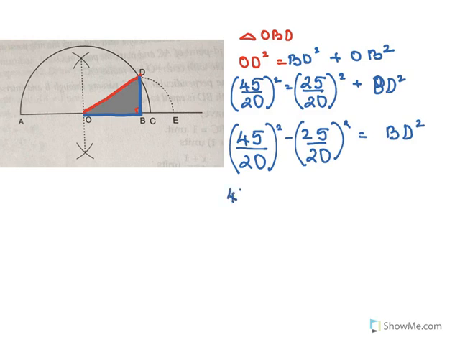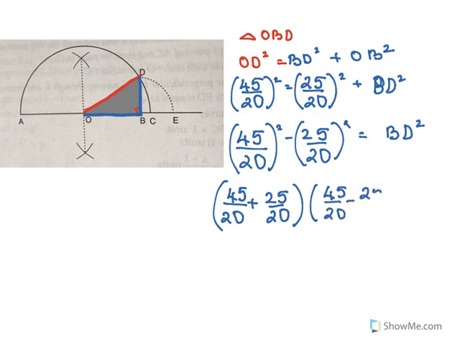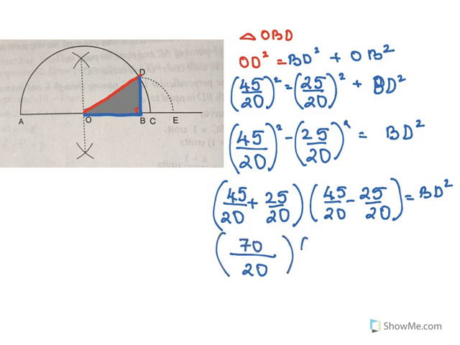A square minus B square, A minus B, A plus B. So 25 over 20 plus 25, it's A plus B. Then we have A minus B, which is equal to BD square. So here the LCM is 20, and this would be now 70, and here LCM is 20, 45 minus 25 is 20, equal to BD square.